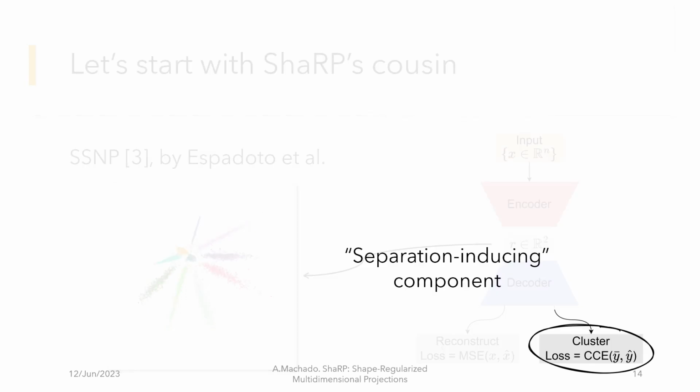On top of that, you have this separation-inducing component, which tries to recluster the data. It uses a cross entropy loss to try to match a predicted label, here represented by y hat, to these labels y bar. I'm calling them y bar here because these can also be pseudo labels, as derived by a clustering algorithm, for example. So you don't necessarily need access to some sort of ground truth here. You can use a clustering algorithm on your data and ask SSNP to reproduce the clusters obtained by that clustering algorithm.